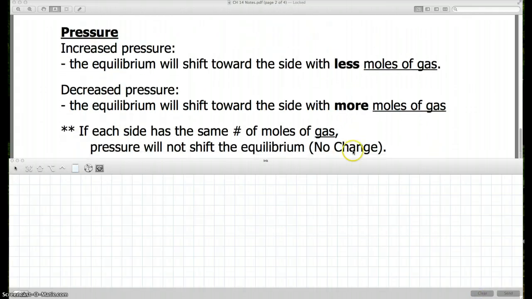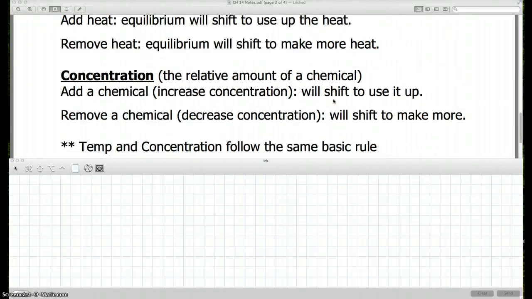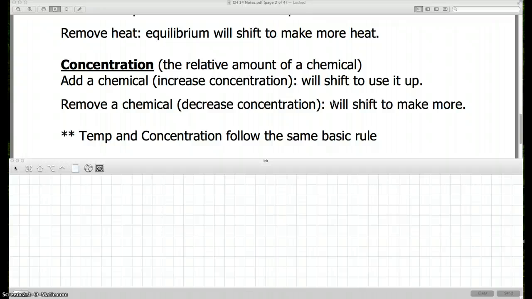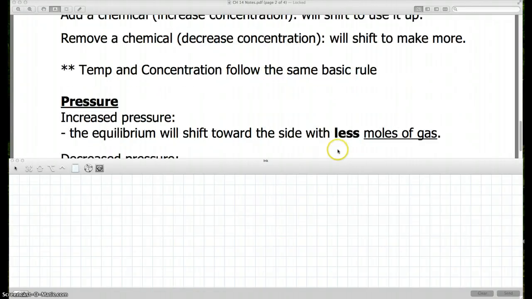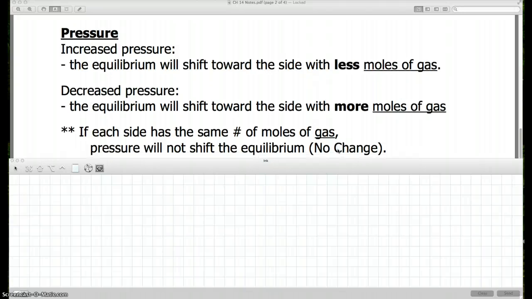Pressure is a bit different. You don't have to worry about this whole thing of if you remove something, it wants to make more of it, and if you add something, it wants to use it up. Basically, concentration and temperature follow the same rule: if you add something, it wants to use it up. If you remove something, it wants to make more of what you removed. Pressure is different. And pressure only has to do with gases. The only thing we care about are gases.